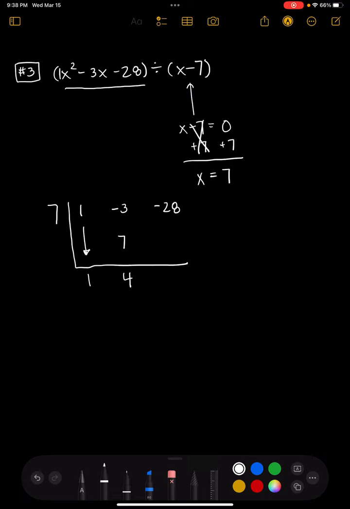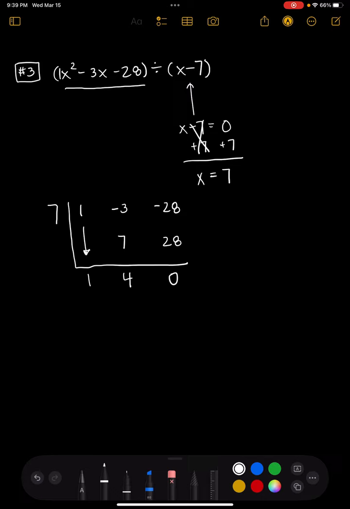So now I'm going to do 4 times the number on the outside of the box. So 4 times 7 is 28. I put the 28 over here under the next number, which happens to be negative 28. Then I add those two things together. So negative 28 plus 28 gives me 0. So I'm all done because there's no extra numbers left.